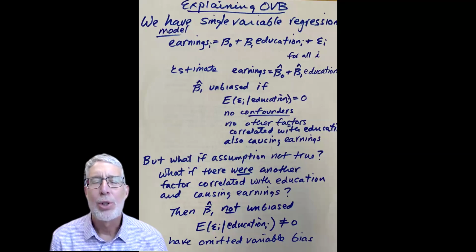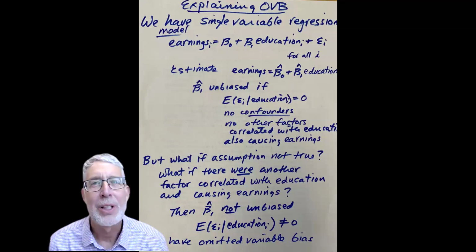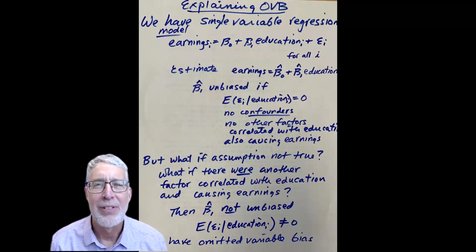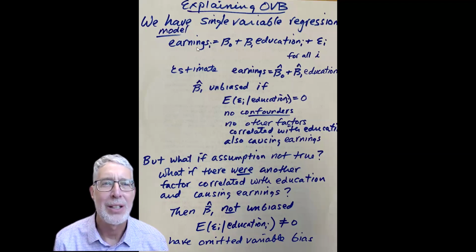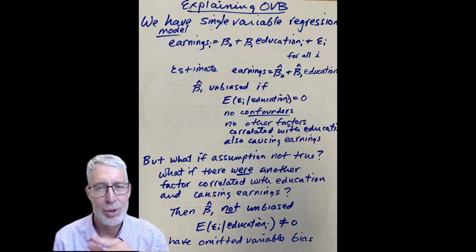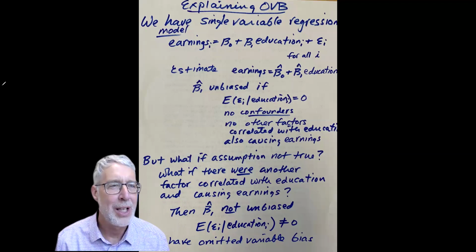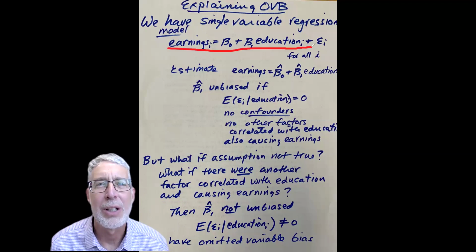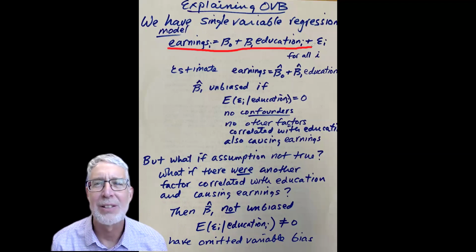Hi, everybody. Welcome to part three, or the third case of looking at omitted variable bias in the single regression case. And as before, you should look at part one and part two, or case one and case two. We're looking at the earnings equation where earnings depend on education. We just have a single variable.